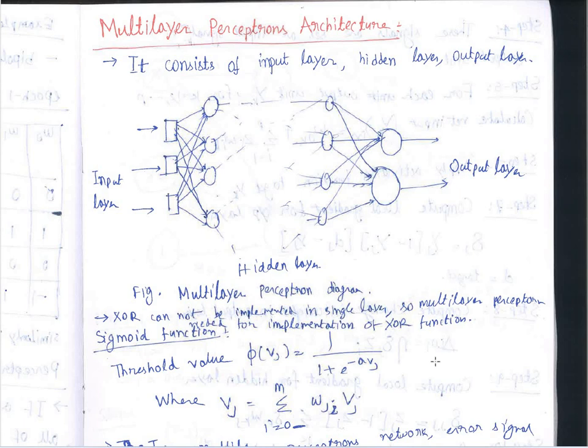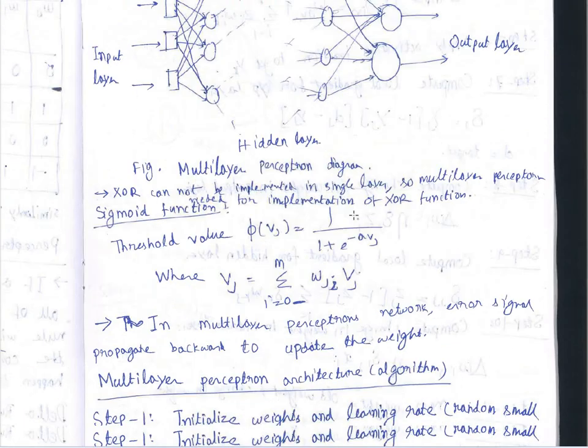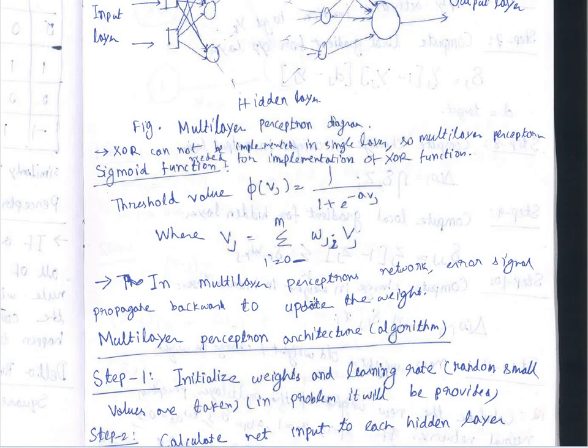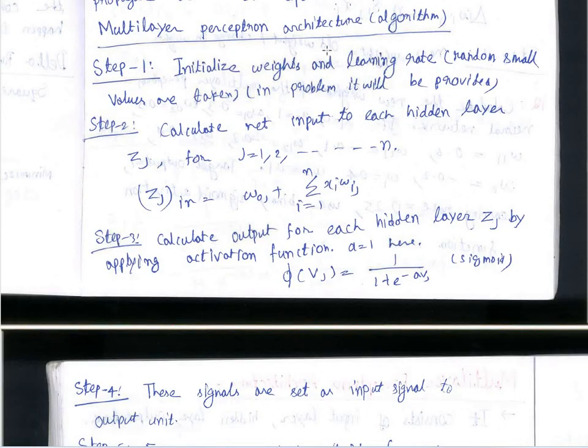Multi-layer perceptron architecture consists of the input layer, hidden layer, and output layer. Sigmoid activation function can be used, or threshold also. Phi of Vj is 1 by 1 plus e power minus av, where Vj is sigma wij xi. In the algorithm, initialize the weights and learning rate to some random small values.